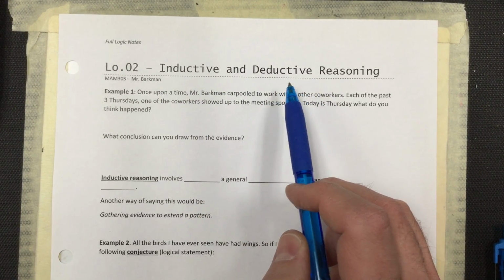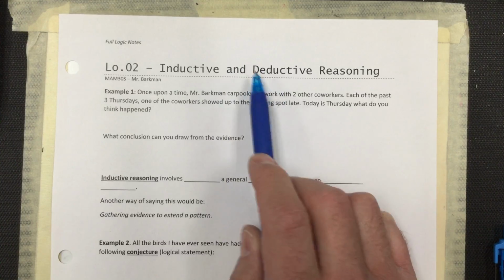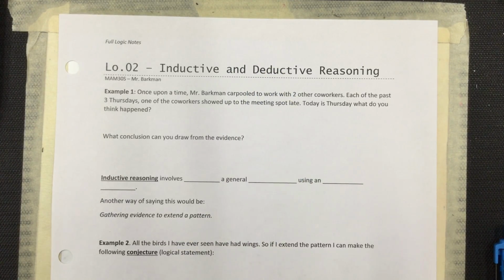Now, both of them are reasoning. We use both of these pretty much every day, mostly inductive, but deductive is used on a regular basis to confirm or deny if something is going to be happening. So we're going to take a look at inductive reasoning. We're going to start with a little example here.